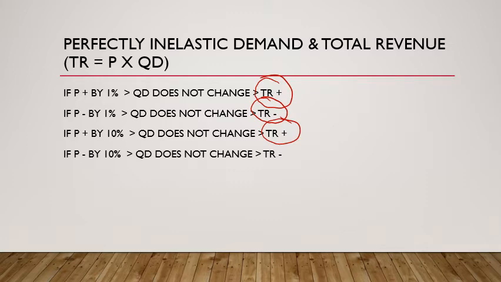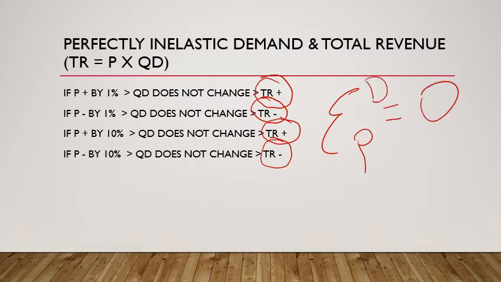And in the last illustration, if the price goes down by 10%, again, QD does not change. What does that do to total revenues? Total revenues decrease. That's the meaning of price elasticity of demand equaling 0. There's no reaction by the consumers.